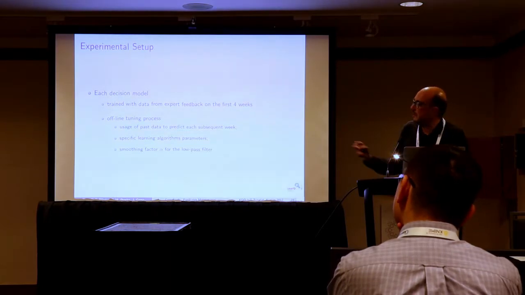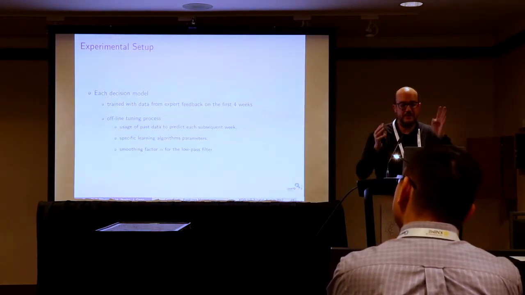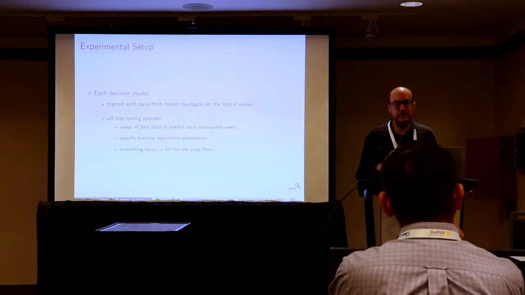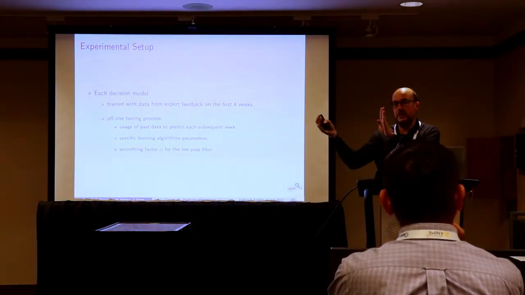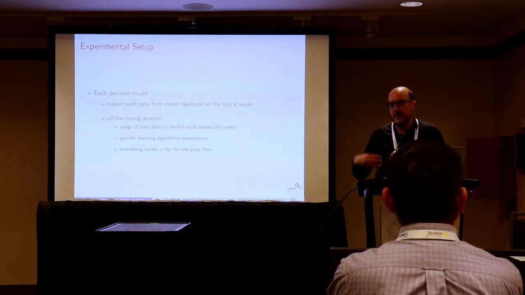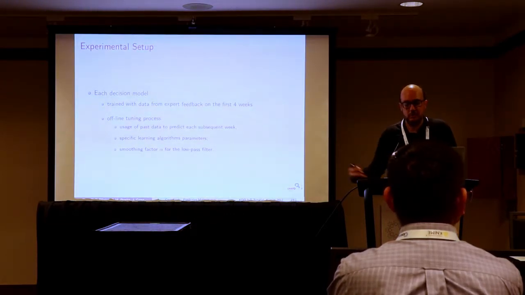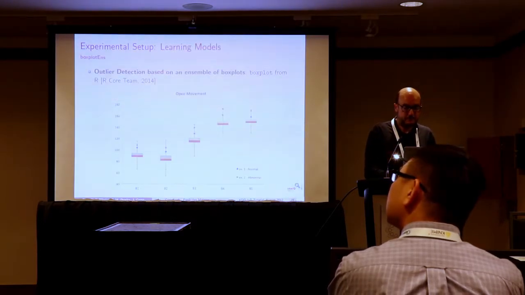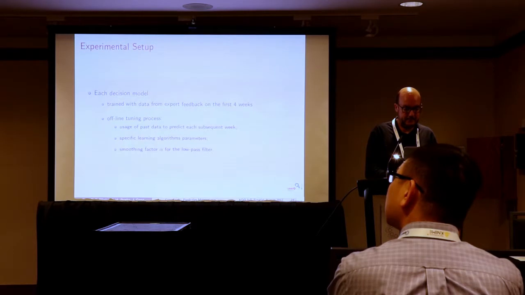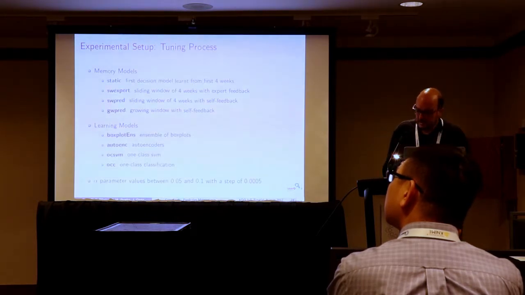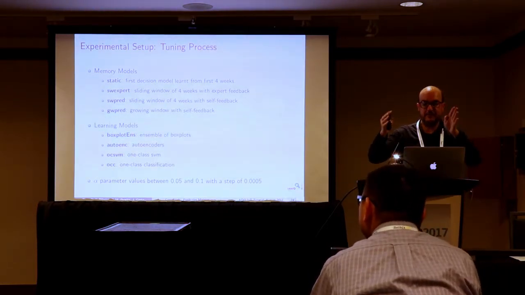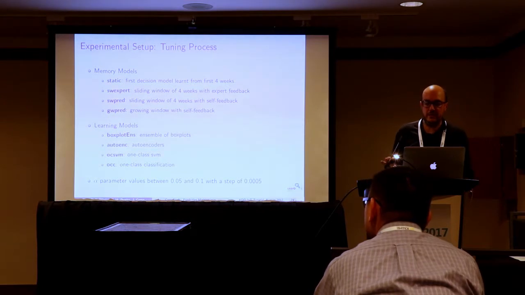Okay, so how this is done is that we train the system with the first 4 weeks, and then after that we decide how we continue to update the models. The different memory models that we're going to use: the first one is the static, so we use the data from the first 4 weeks, and that's all, and we don't update the model anymore.